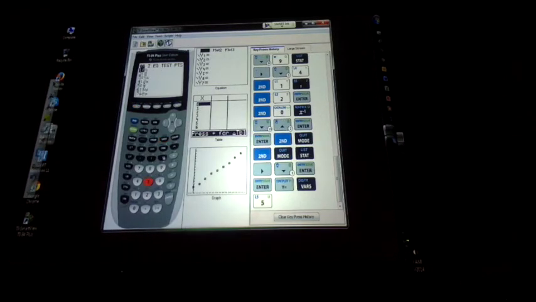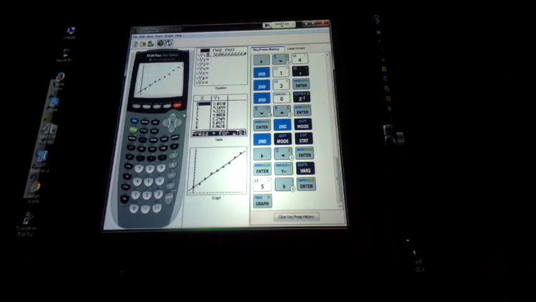If I want this on my graph, what do I do? Y equals, now what? Vars, now what? Statistics, then what? EQ, and then what? Number 1, enter. So that's going to put our graph there. And if I hit graph now, it's going to do that.